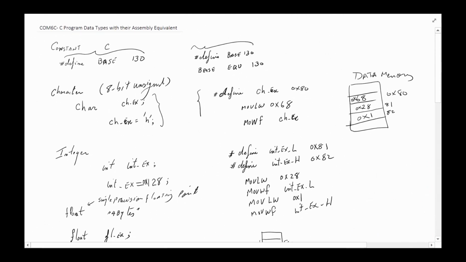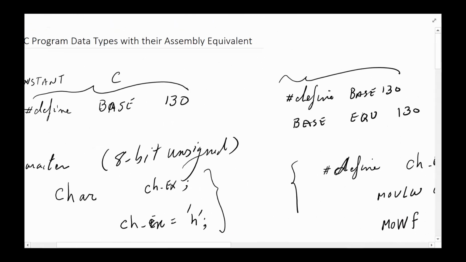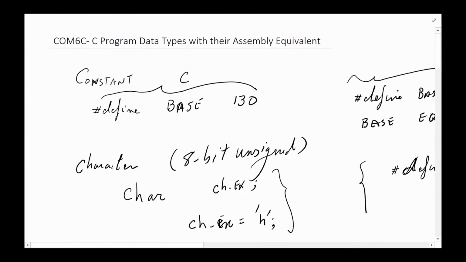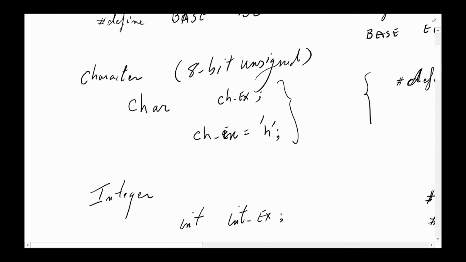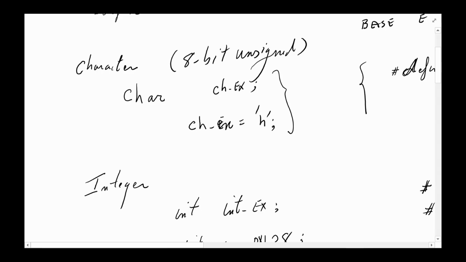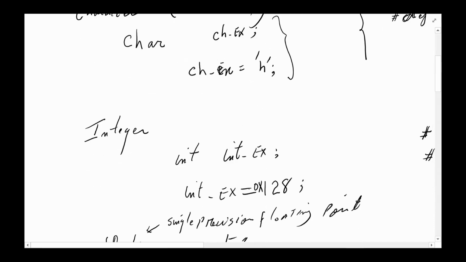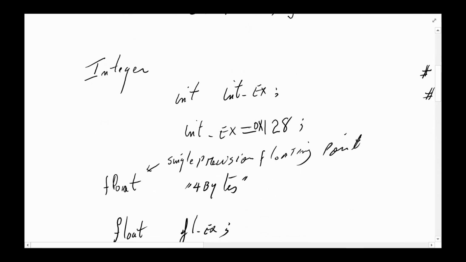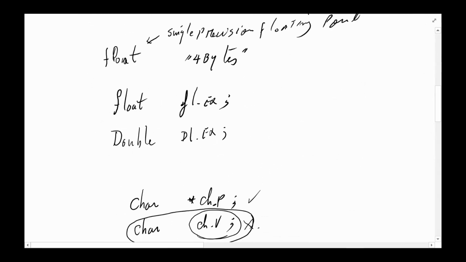In this particular example, we were trying to go through the various data types. I'm sure there are more data types, but these are some of the most common ones. Constant, we talked about that. The big thing, the unique thing there, is that it doesn't take up any memory space. We talked about a character, it takes up 8 bits, 1 byte. Integer picks up 2 bytes, 16 bits.